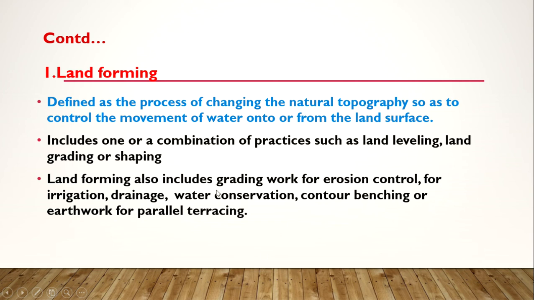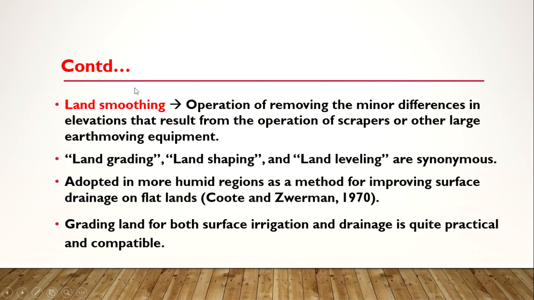It includes grading work for erosion control, irrigation, drainage, water conservation. So for purposes like irrigation, drainage, water conservation, contour benching, earthwork, for any of these purposes, we need land forming. In case of drainage also, we need land forming. First of all, we have to prepare the land for removal of that water. And another term related to this is land smoothing. It is the operation of removing the minor differences in elevation that result from the operation of scrapers or other large earth moving equipment.